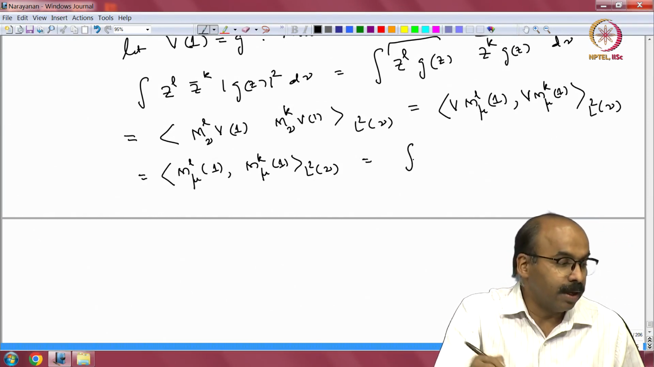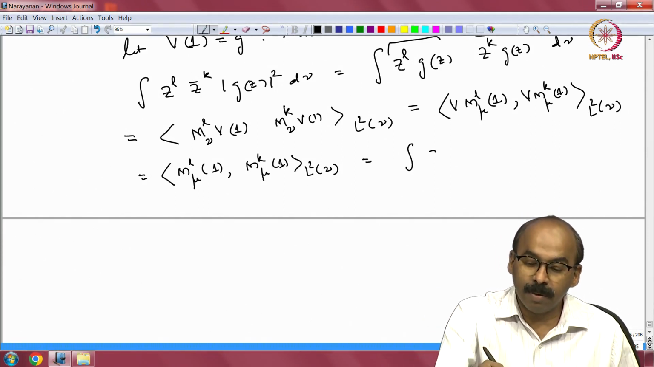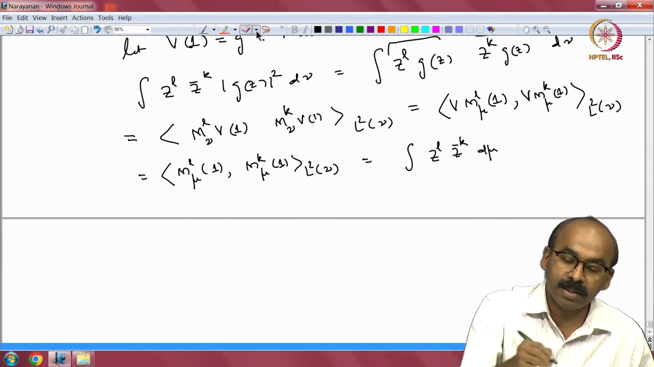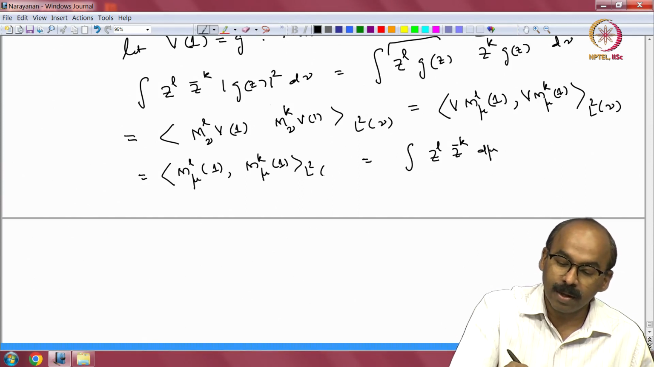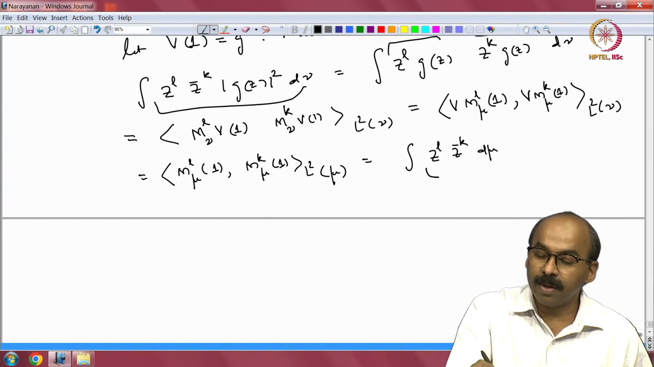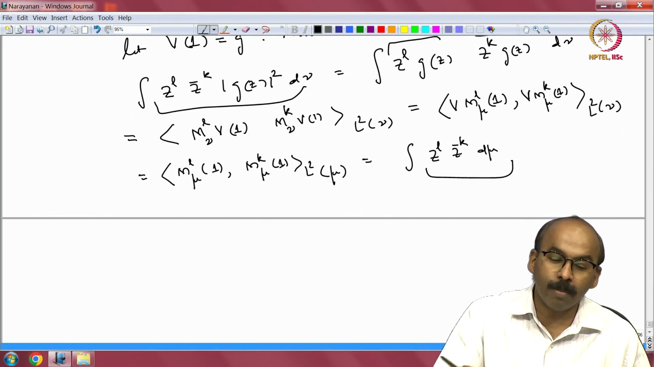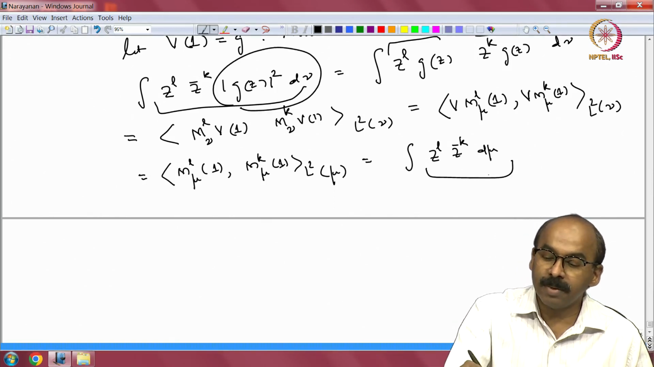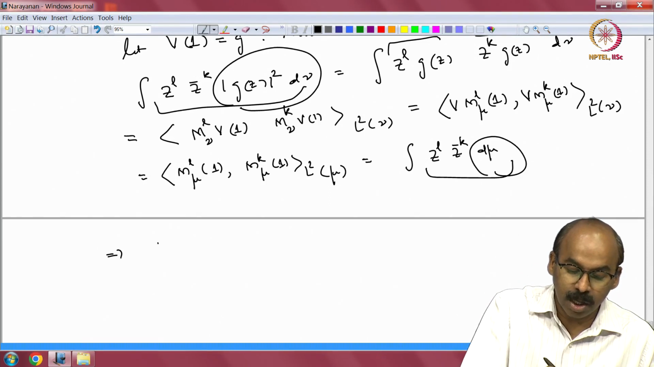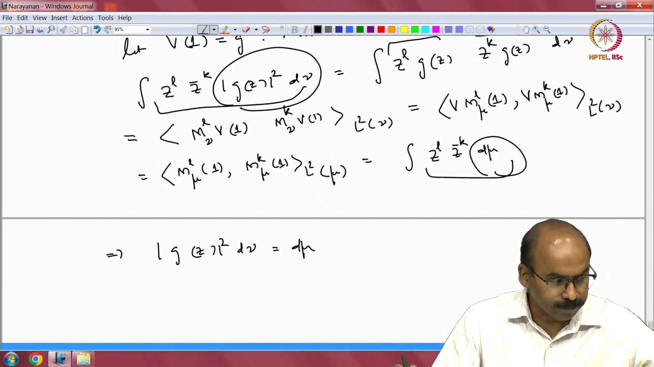Which is nothing but the integral. Now, I have z to the L and z to the k bar, so that is z bar. So, z to the L, z bar to the k d mu. Here the measure is mu. Okay. So, I started with this and I ended up here. So, z to the L, z bar to the k, if you take the span of that, I will get all polynomials. So, the measures will have to be the same. So, this implies mod g z square d nu is equal to d mu and vice versa. So, this is the same thing, all right.